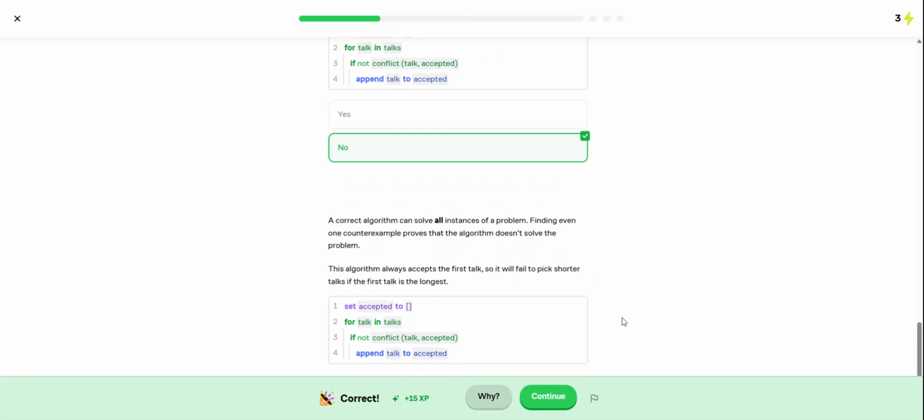Oh yes, a correct algorithm can solve all instances of a problem. Finding even one counterexample proves that the algorithm doesn't solve the problem. For instance, this algorithm always accepts the first talk. So it will fail to pick shorter talks if the first talk is the longest. So this one is a bit of a counterexample to the previous problem I just mentioned to you. So you must be careful when you try to solve these basic problems next time. Alright, anyway, continue.